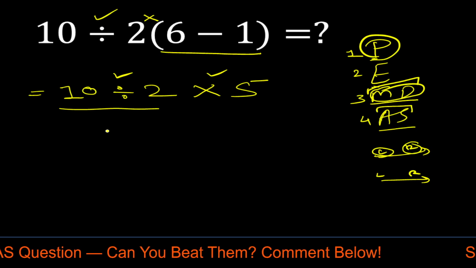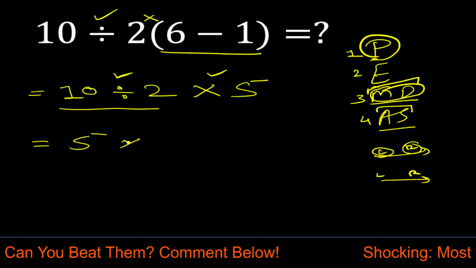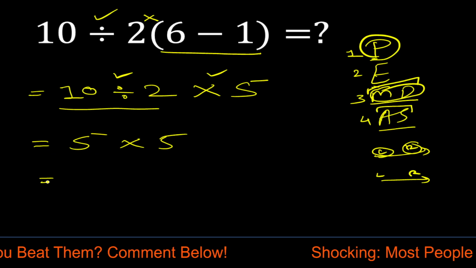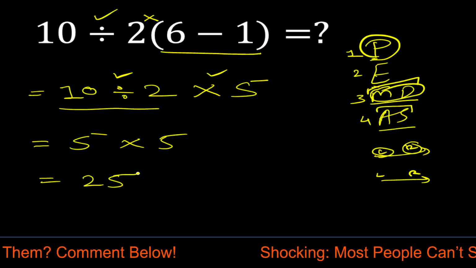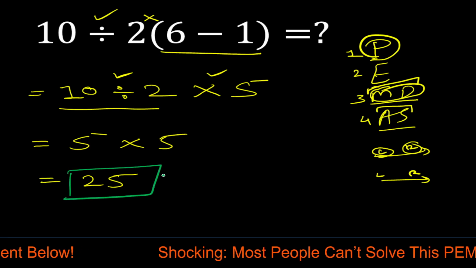So first we have to solve this division, right? So 10 divided by 2 is equal to 5 times 5. Now 5 times 5 is equal to 25. Right? So the correct answer is 25.